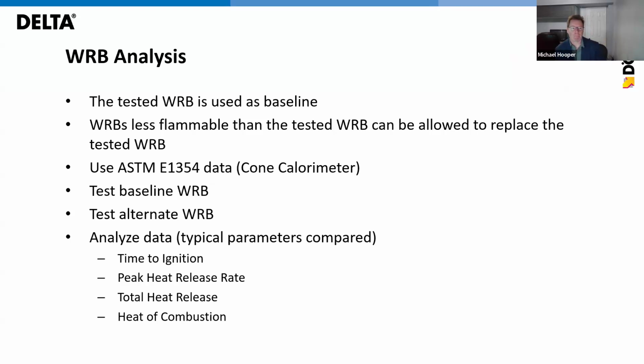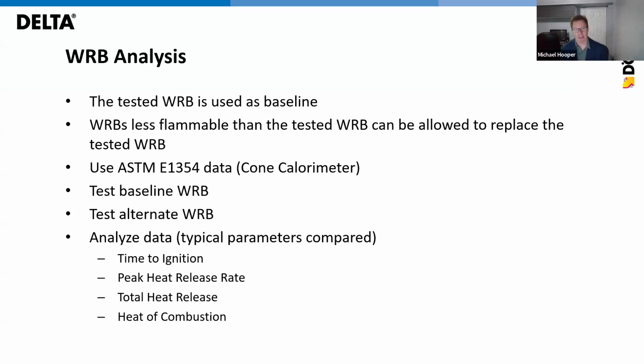In order to determine whether products are going to be more or less flammable, we use an ASTM test called E1354, which is a cone calorimeter test. And this test is going to measure how quickly the product burns, how much heat is generated, peak heat release, average heat release, as well as the flame and smoke produced by it. So this data is going to be analyzed for how quickly it ignites, and as I mentioned, peak and total heat release.